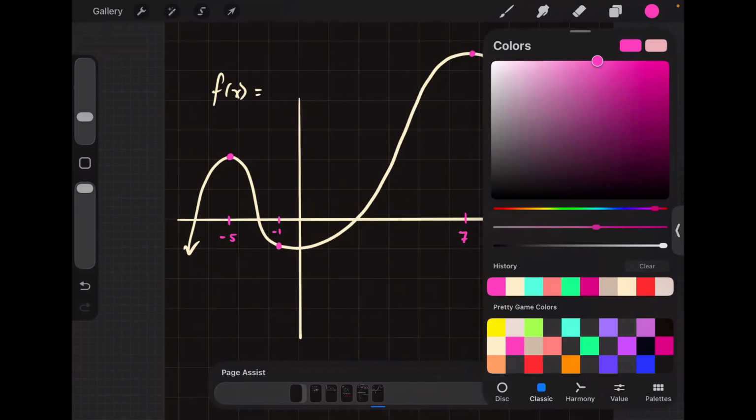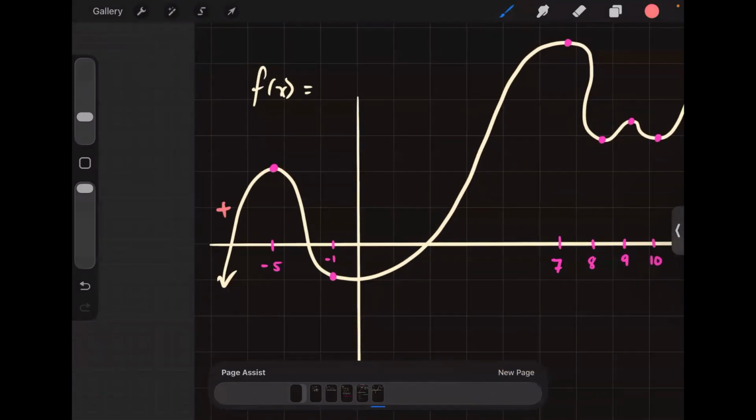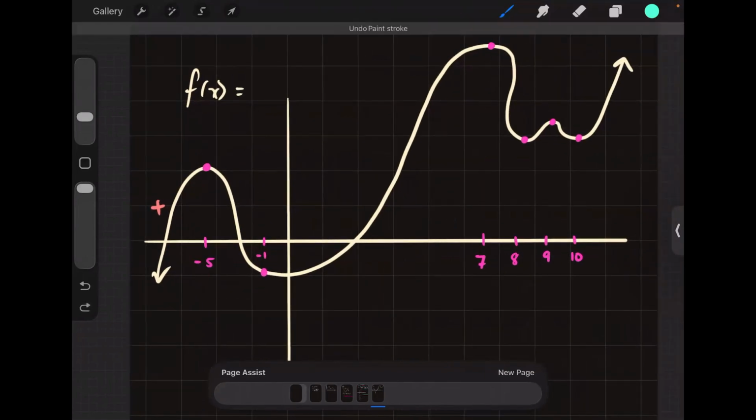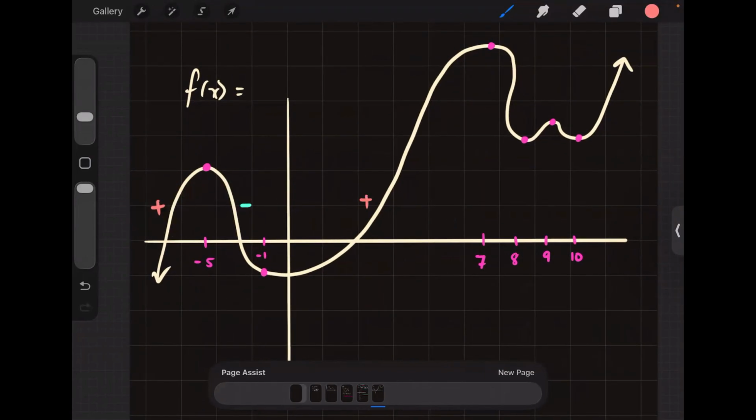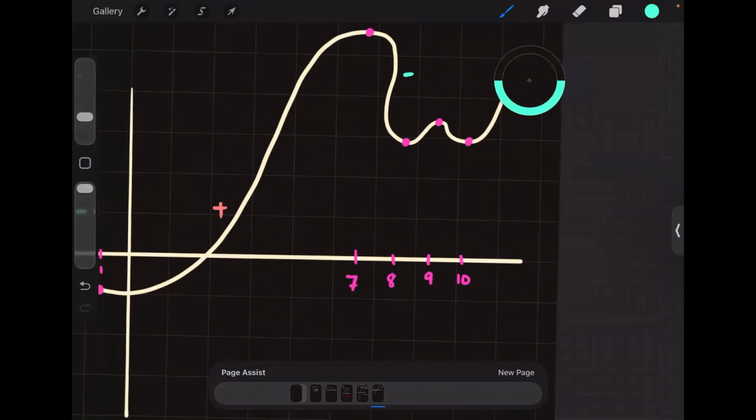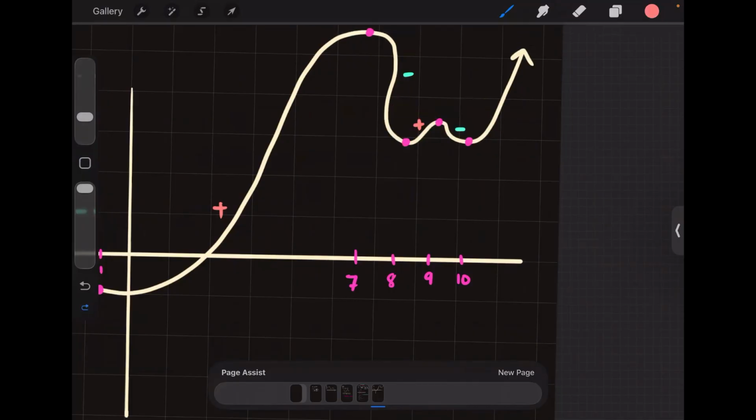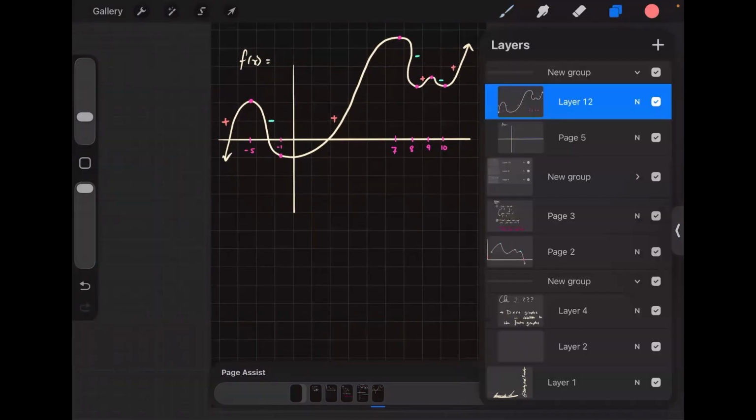Then the next thing you're going to do is determine where it is increasing and decreasing. It's very straightforward. Ready? Increasing from negative infinity to negative 5. Or, yeah, from negative 5 to negative 1, not inclusive. Decreasing. Increasing. Decreasing. Increasing a little bit. Decreasing a little bit. Increasing. Okay? Now let's graph their derivative.